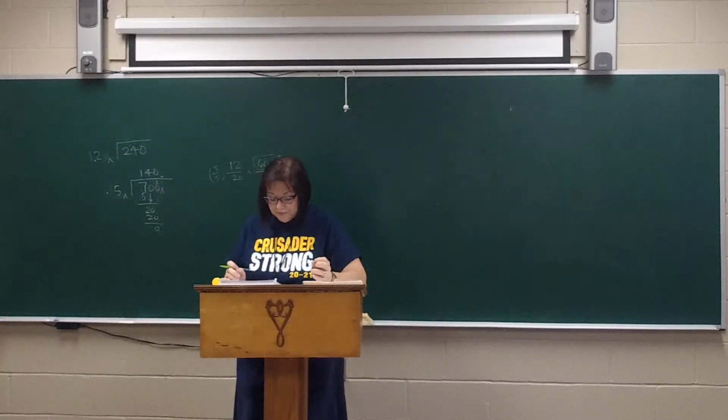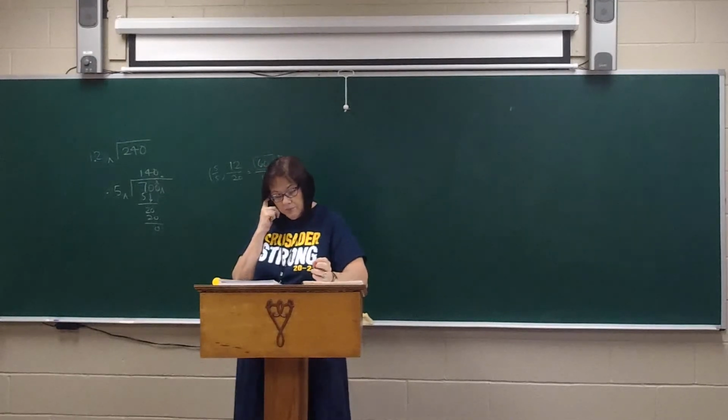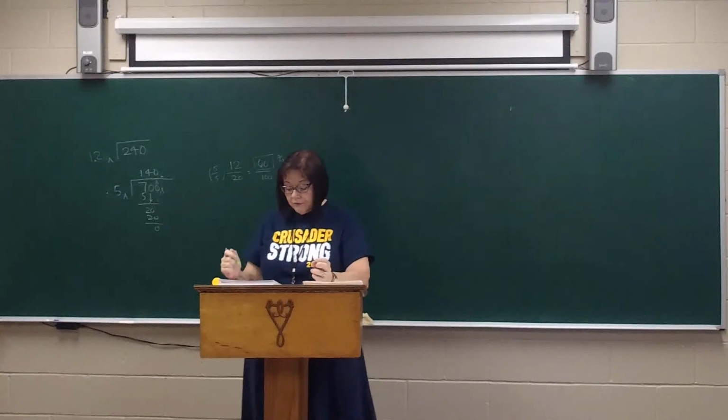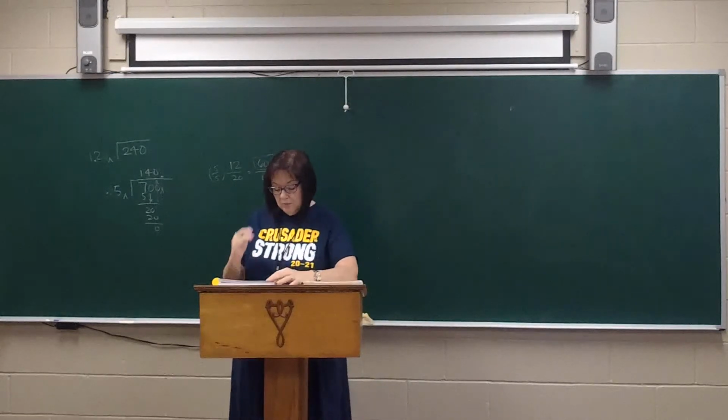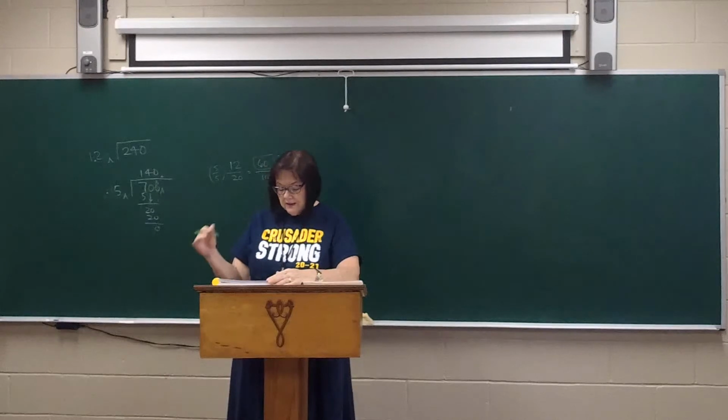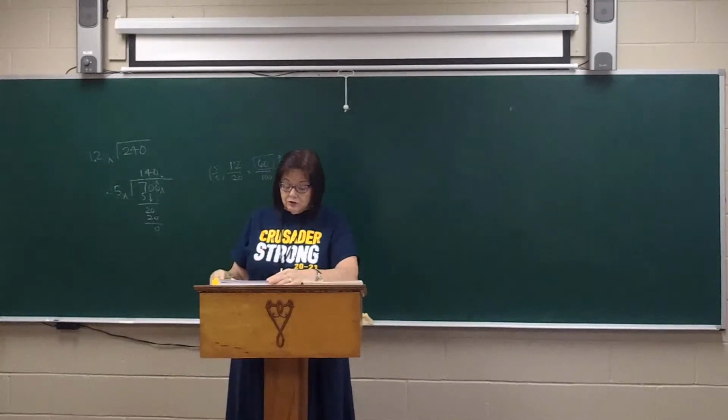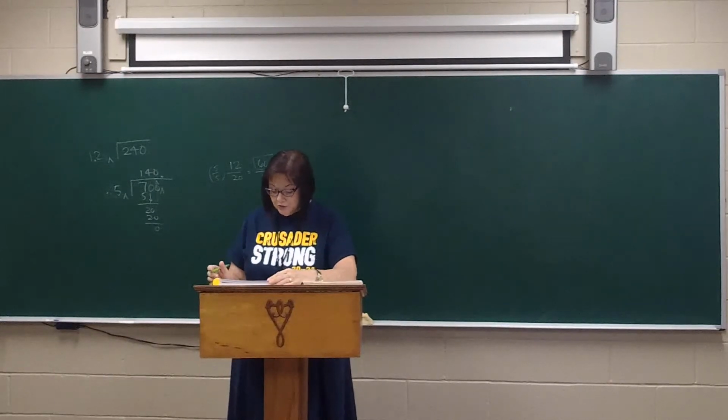Number 12, when you multiply, remember you go from a mixed fraction to an improper fraction, multiply straight across, and then you can reduce it back down to a mixed fraction, and you have 2 2/3.